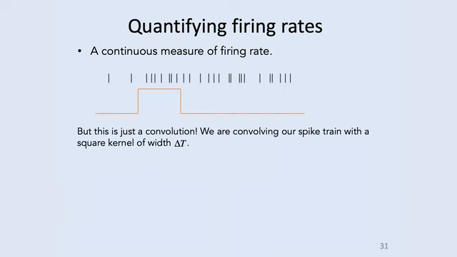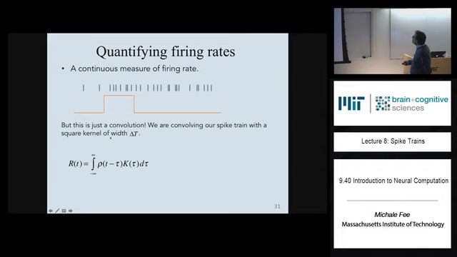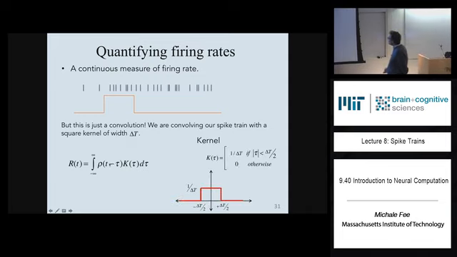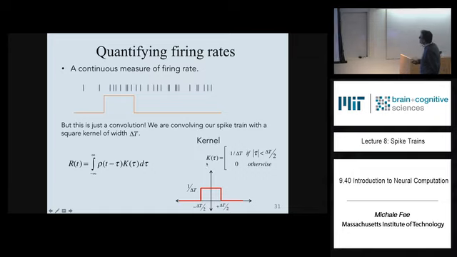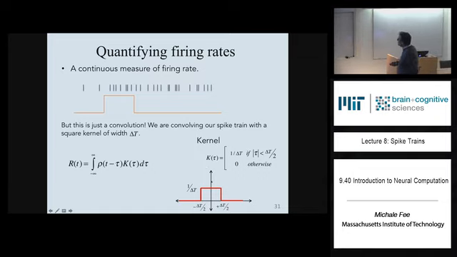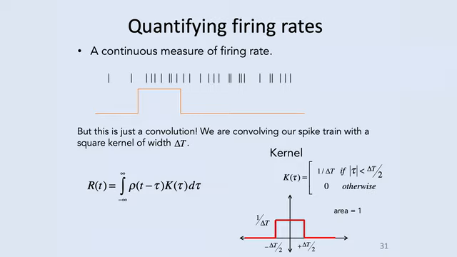Okay, so as I mentioned, that's just a convolution, and we're convolving our spike train with the square kernel of this width. So that is the mathematical expression for a convolution. The firing rate is just the convolution of this kernel with the spike train. And again, the kernel is 0 everywhere except within this window minus delta t over 2 to plus delta t over 2, and it has a height of 1 over delta t such that we make the area 1. Notationally, we often write that as a star. Okay, rho star k.